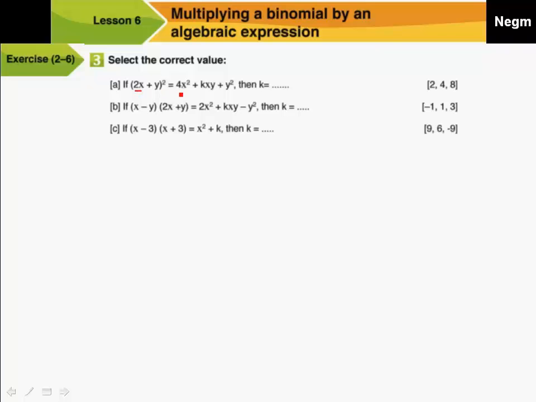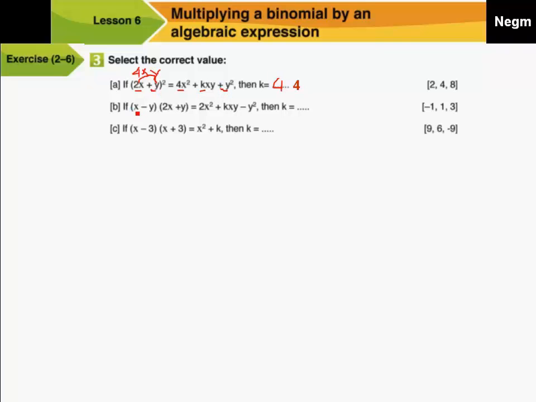2x times 2x is 4x squared. 2x multiplied by y is 2xy, multiplied by 2, don't forget, is 4xy. It is here plus kxy. So k is equal to 4. K is equal to 4. Plus y multiplied by plus y is plus y squared.